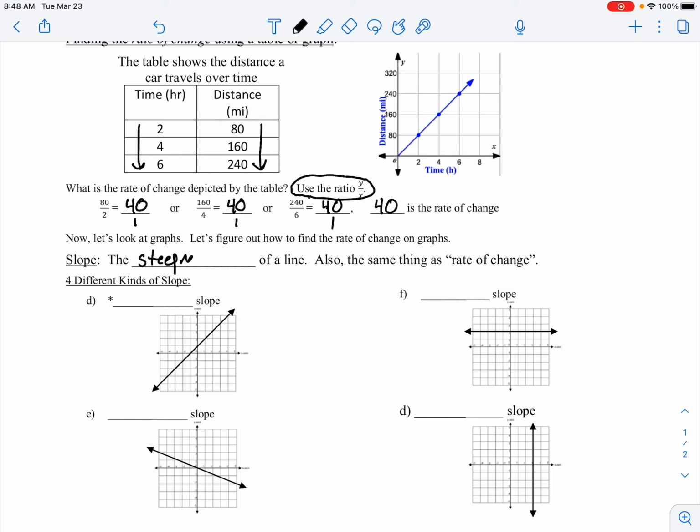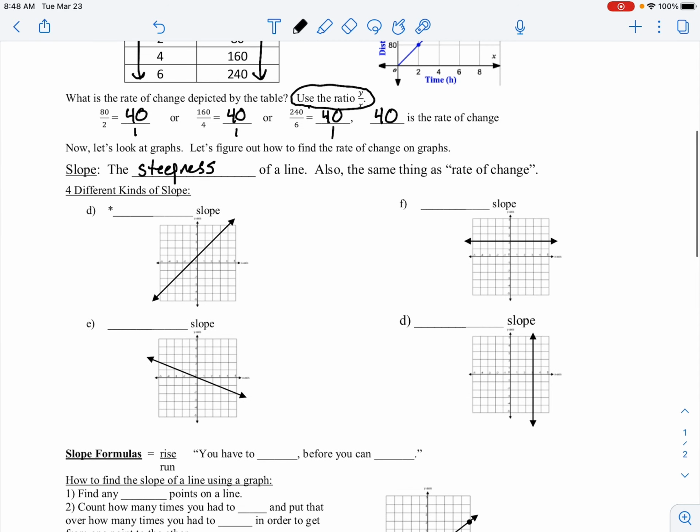So slope measures the steepness of a line. So this is the same thing as the rate of change. It's how steep is our line, how fast is our graph changing. So there's 4 different types of slope we can have. We can have a positive slope, where things are growing as we move forward. So as we move forward in time, our line is getting higher.